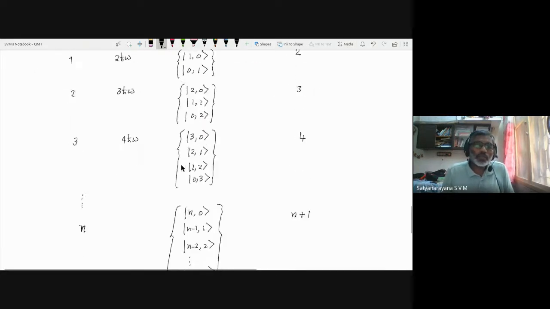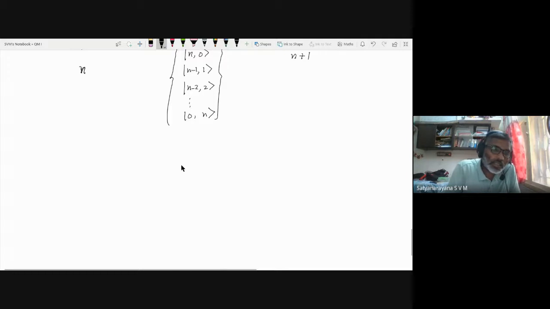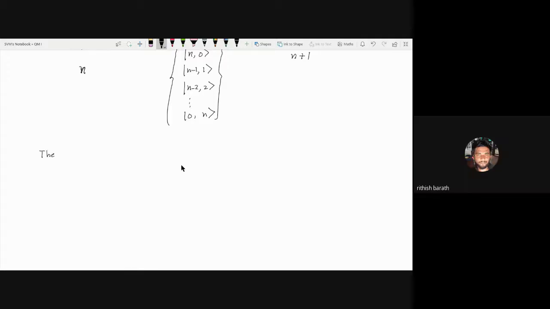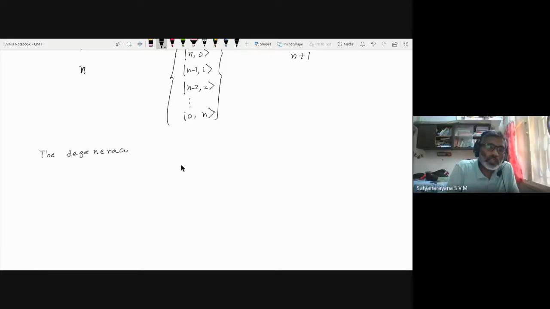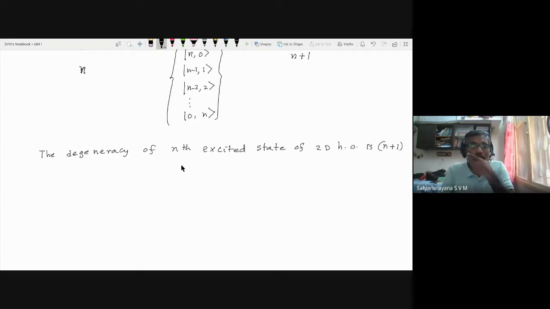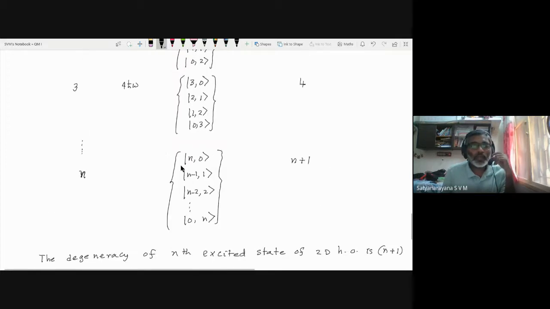Okay, so this tells us that the degeneracy of the nth excited state of the 2D harmonic oscillator is n plus 1. So this is the general formula that we have for this one.